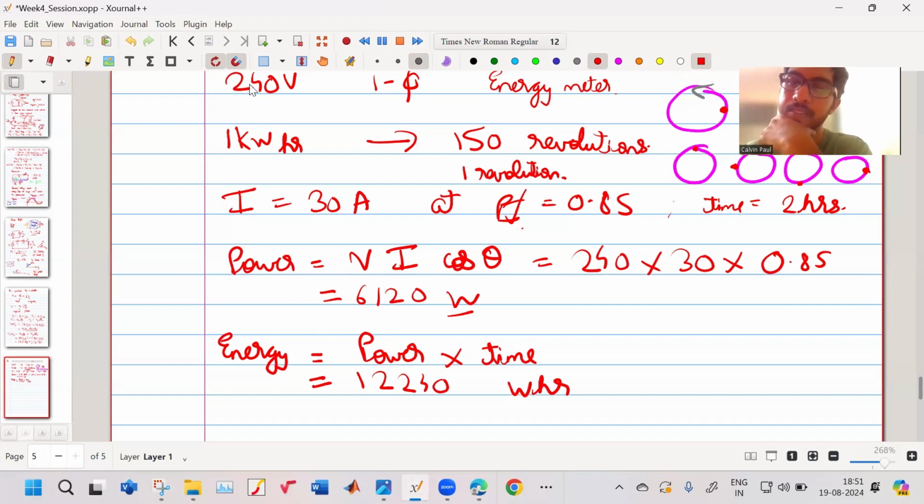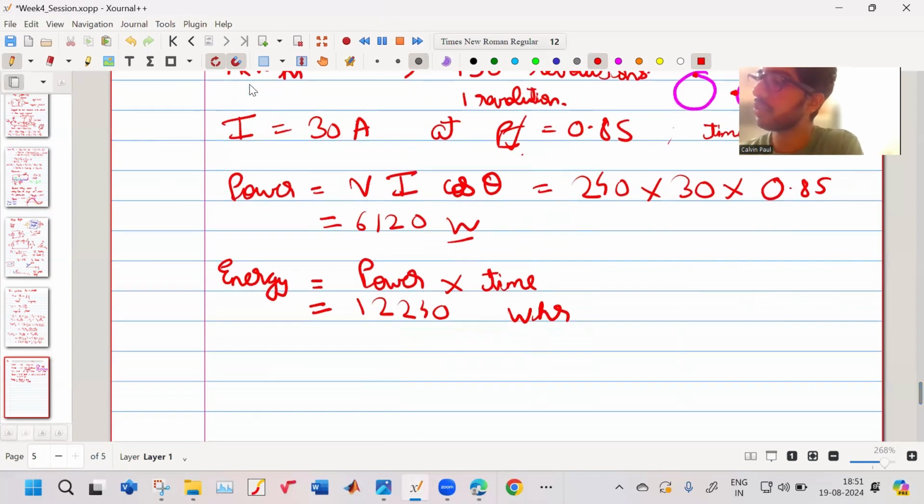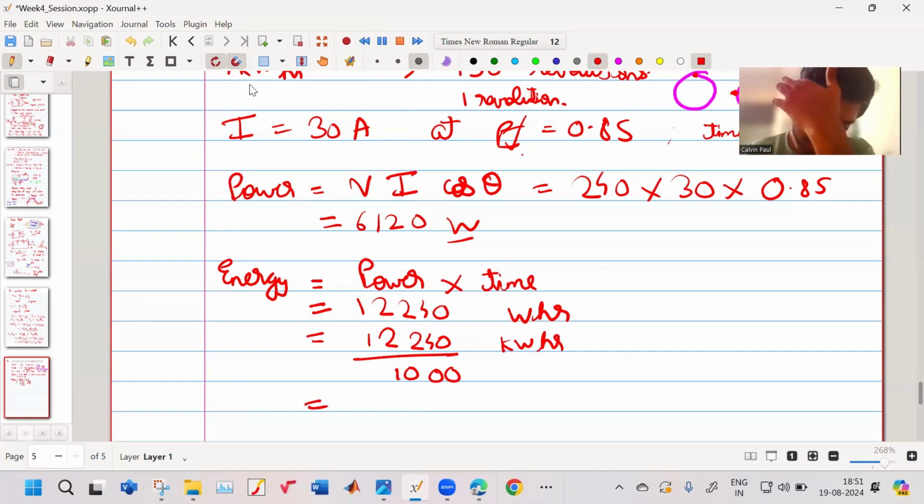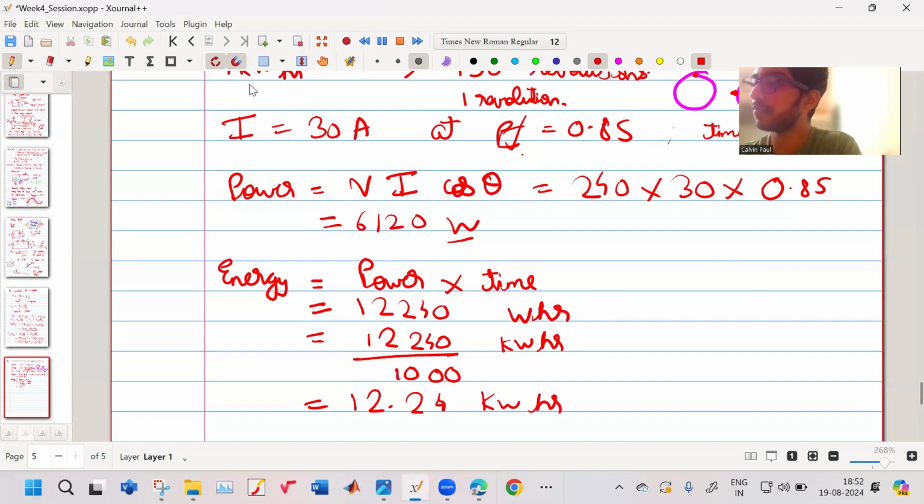Now we want to convert it into kilowatt hour. So what should we do? Divide by 1000. So 12,240 divided by 1000 gives us kilowatt hours. So how much is that? 12.24. So it becomes 12.24 kilowatt hour.